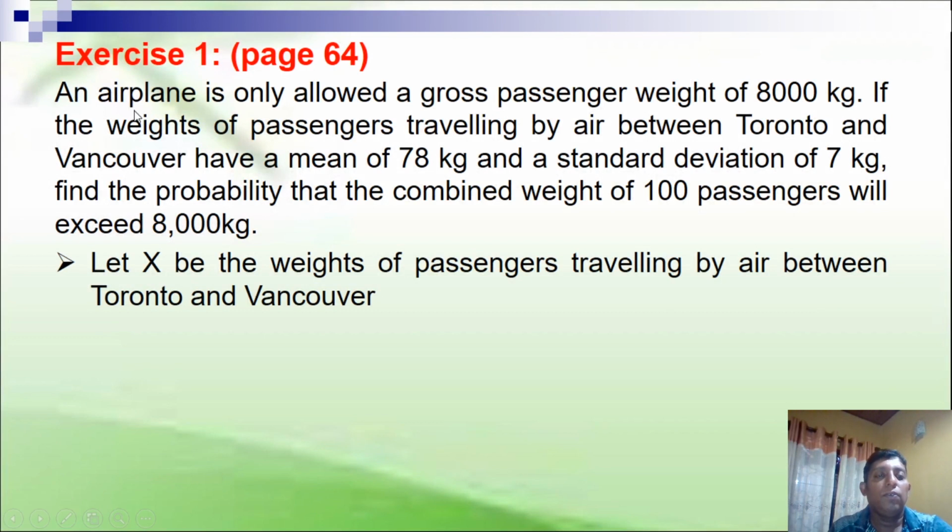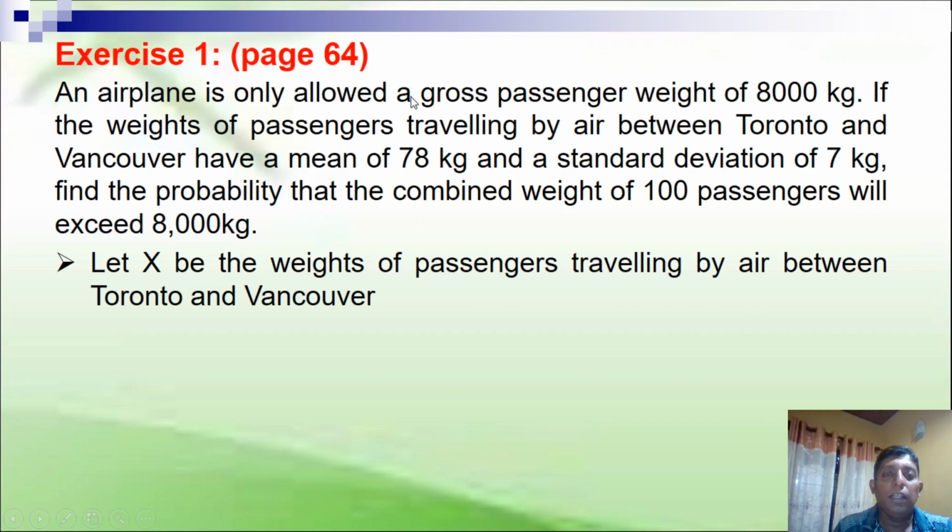Right. Now see exercise number 1 given on page number 64. Now just read this one. An airplane is only allowed a gross passenger weight of 8,000 kilograms if the weights of passengers traveling by air between Toronto and Vancouver have a mean of 78 kilograms and a standard deviation of 7 kilograms. Then finally he asks, find the probability that the combined weight of 100 passengers will exceed 8,000 kilograms.